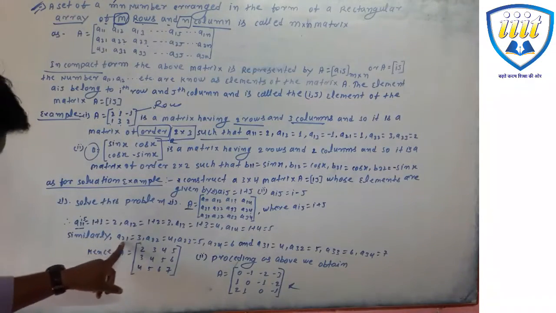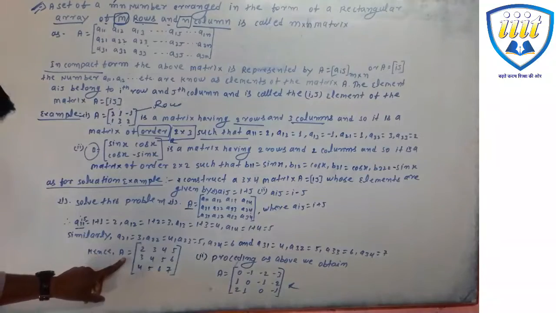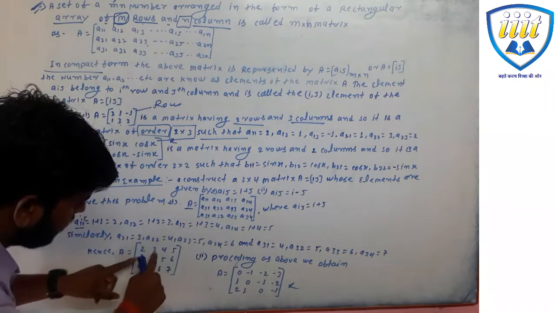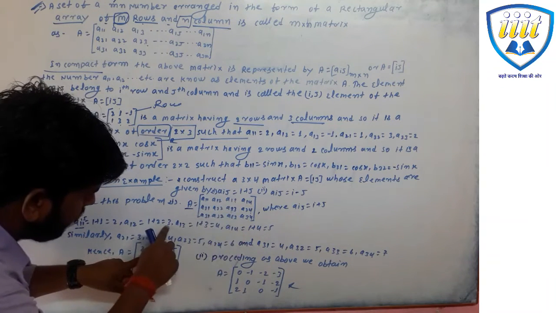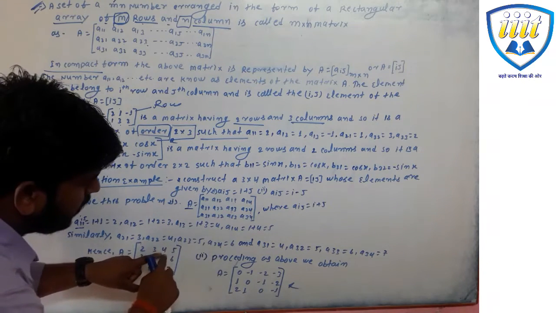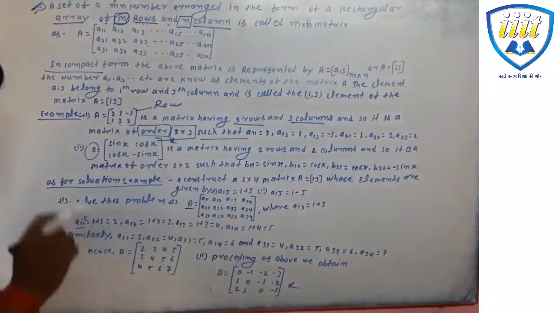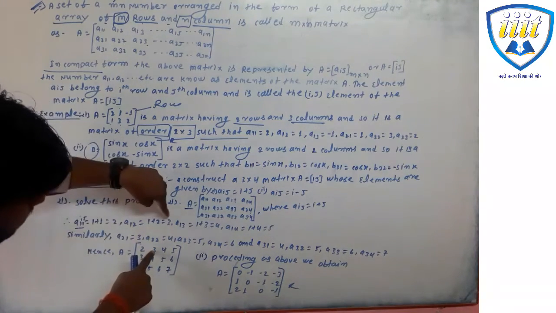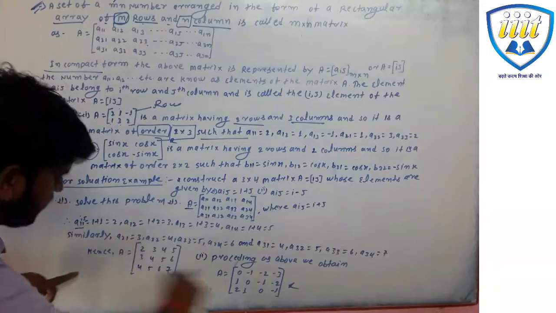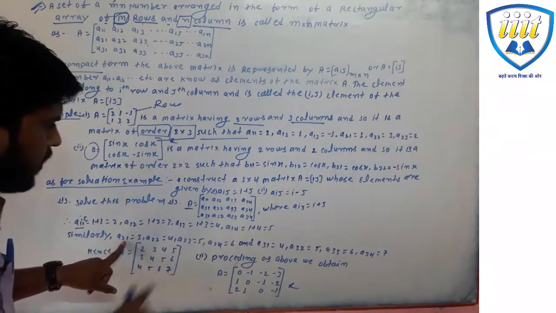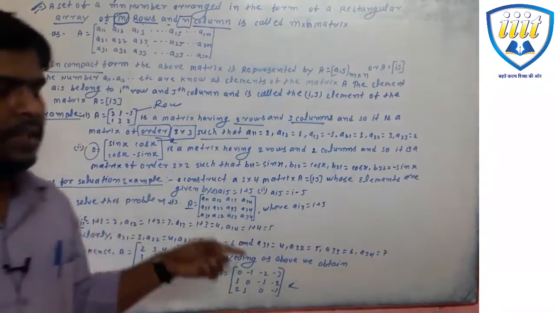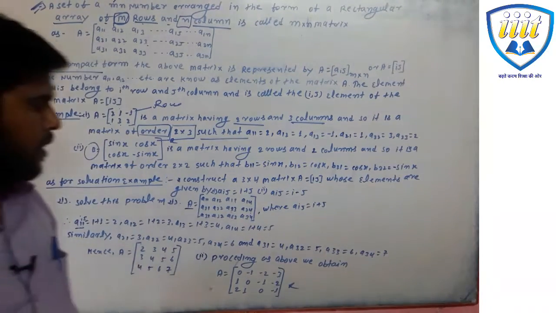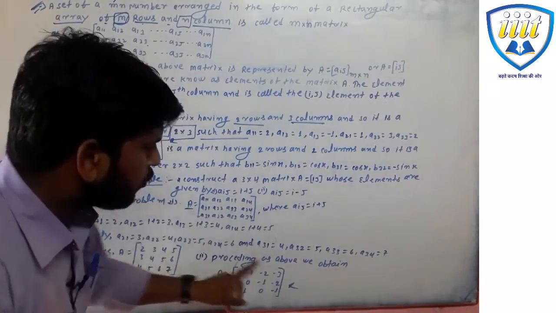Similarly, counting these numbers, A11 is 2, A12 is 3, A13 is 4, A14 is 5, and so on. Likewise, the entries 21, 22, 23, 24, 31, 32, 33, 34 follow the same pattern. As a second method, proceed as above to obtain the result.